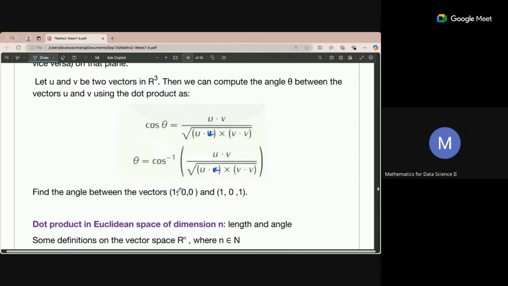Okay. So what is the angle between the vectors 1, 0, 0 and 1, 0, 1? What is u dot v here? So this is u and this is v. What is u dot v? 1. And what is square root of u dot u? Again 1. And what is square root of v dot v? 1 squared plus 1 squared, so root 2. So now, root 2 or 2? It's root 2. So the answer here is theta is cos inverse of 1 by root 2. So what is cos inverse of 1 by root 2? 45 degrees.